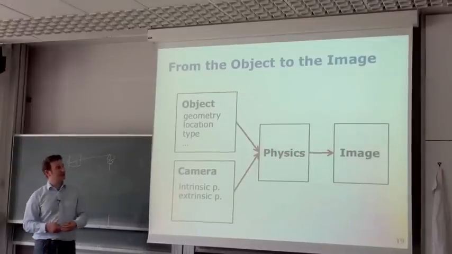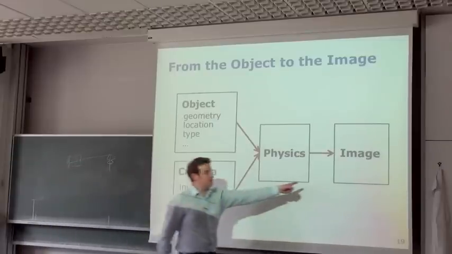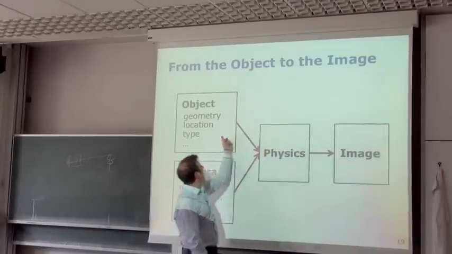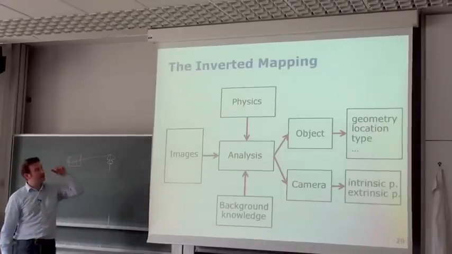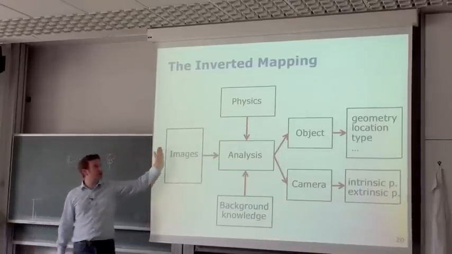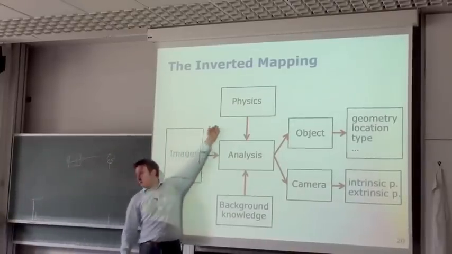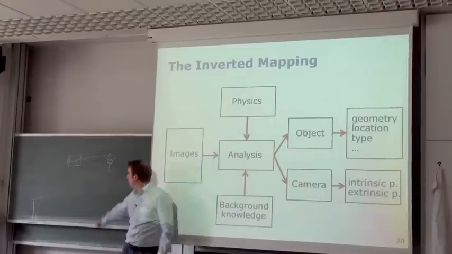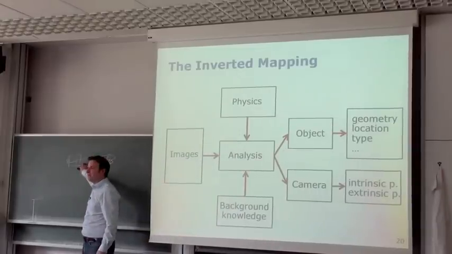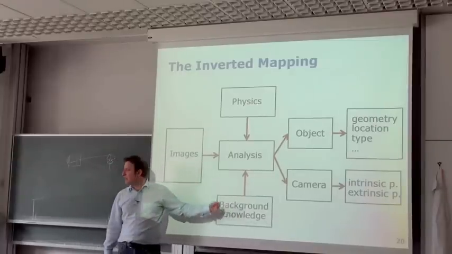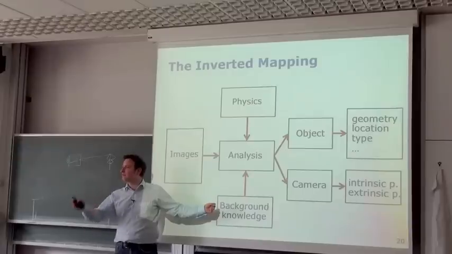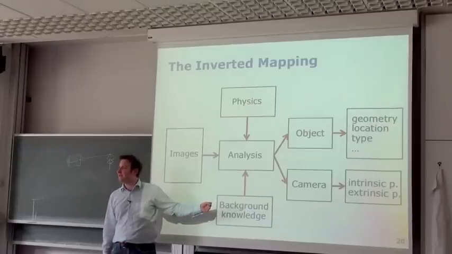We are now interested in having those images and actually going back to the objects or to the camera location. So we are interested actually in the inverted mapping. We start with the images. We know something about physics, so we can exploit that. So we can exploit that we know that we have that principle over here. We may have some additional background knowledge which we may exploit. For example, in the terms of classification or the semantic analysis I said before.